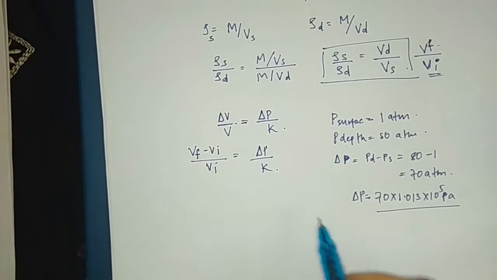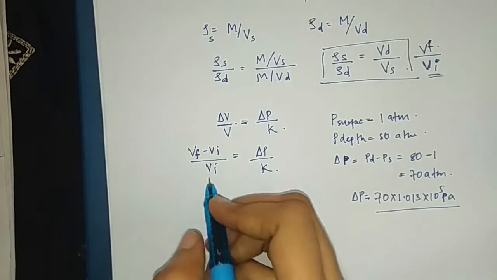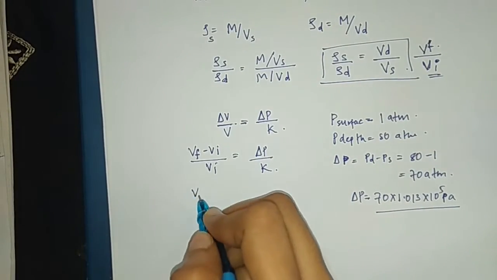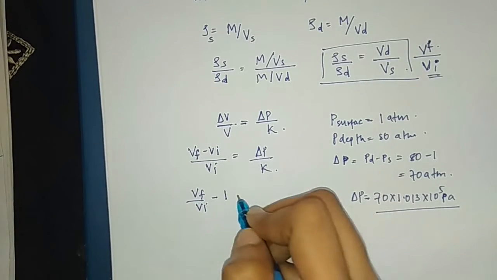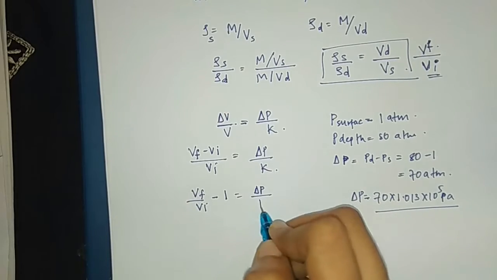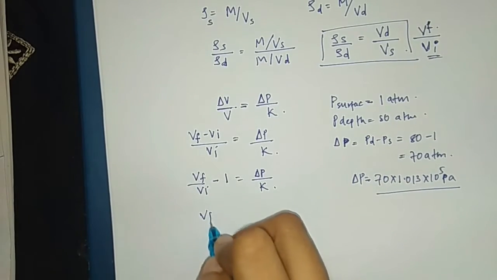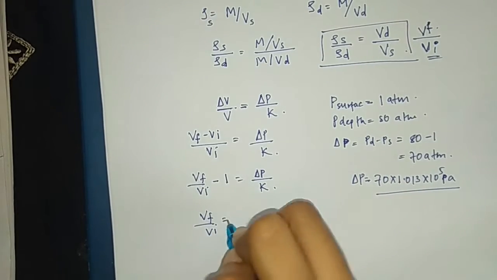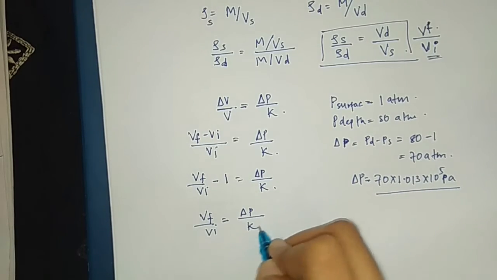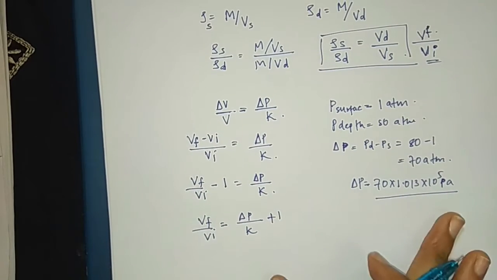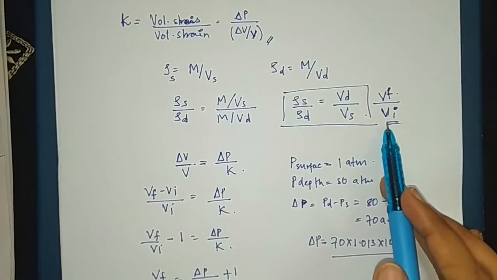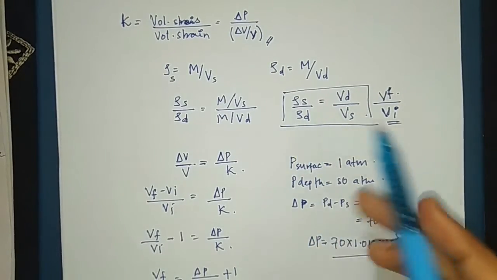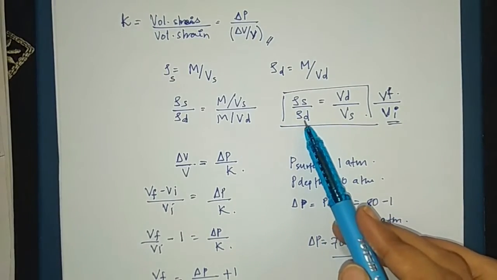Okay, so if I divide by Vi, the V initial, on the LHS, I get Vf by Vi minus 1 equal to delta P by K, right? So Vf by Vi equals delta P by K plus 1. So if I know this ratio, I can substitute in this formula relating the densities and know the value of density at the depth, right?